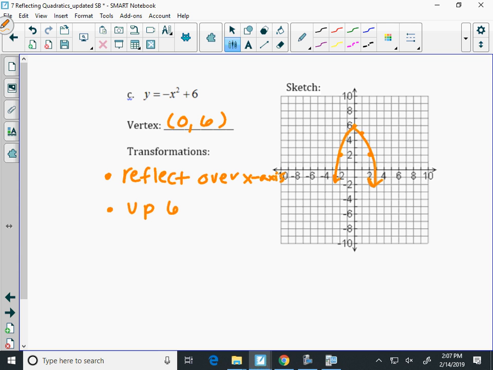Questions over that? Yes. Negatives on the outside, you're reflecting over the x. And on the inside of the parentheses, you're reflecting over the y. Outside is x, inside is y.